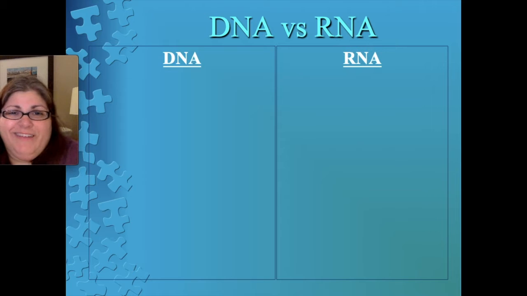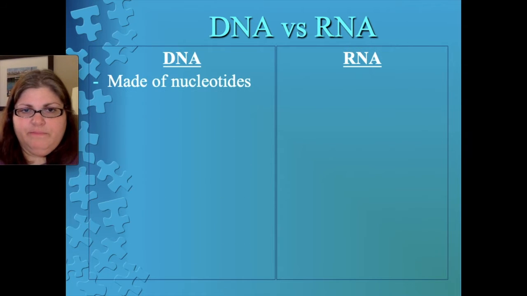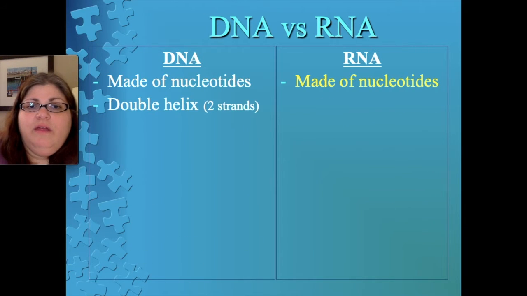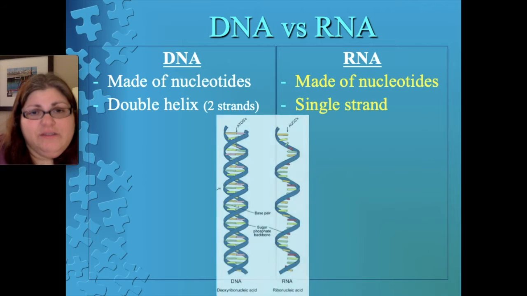So DNA has the instructions, but all of the activities are carried out by a structure known as RNA, which is another type of nucleic acid. So DNA and RNA are cousins. They're both made up of nucleotides. They both have a helical structure. In other words, they both twist. But DNA is a double helix, RNA is only a single strand.